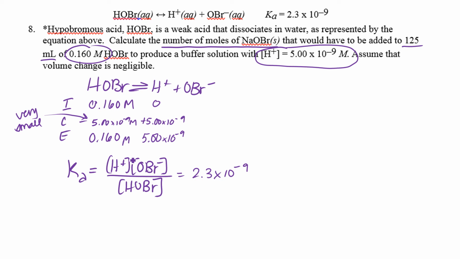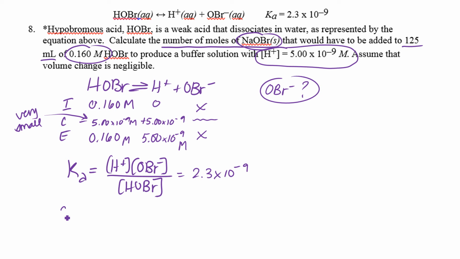Okay, so we know our molarity of HOBr, we know our molarity of H, and the question's asking us about the OBr. That is our unknown. That's the thing we're trying to solve for. So in here, this is actually going to be our X. And again, change is super small, so I'm going to ignore this change there because it's such a small number. So then you go down here and plug it into your K expression.